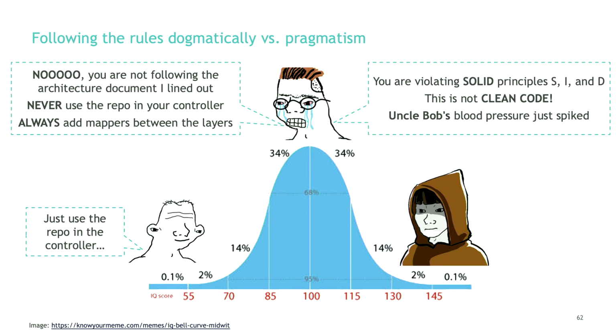You are never allowed to use that. You should always use mappers between these objects. This is a really dogmatic approach. Whereas on the far end of the bell curve, you might actually end up doing something like that, because you weigh all the trade-offs. You know, all of these abstractions also cause a lot of mapping and a lot of overhead to actually make changes. So for this use case, for now, I think it could be fine to just do that.